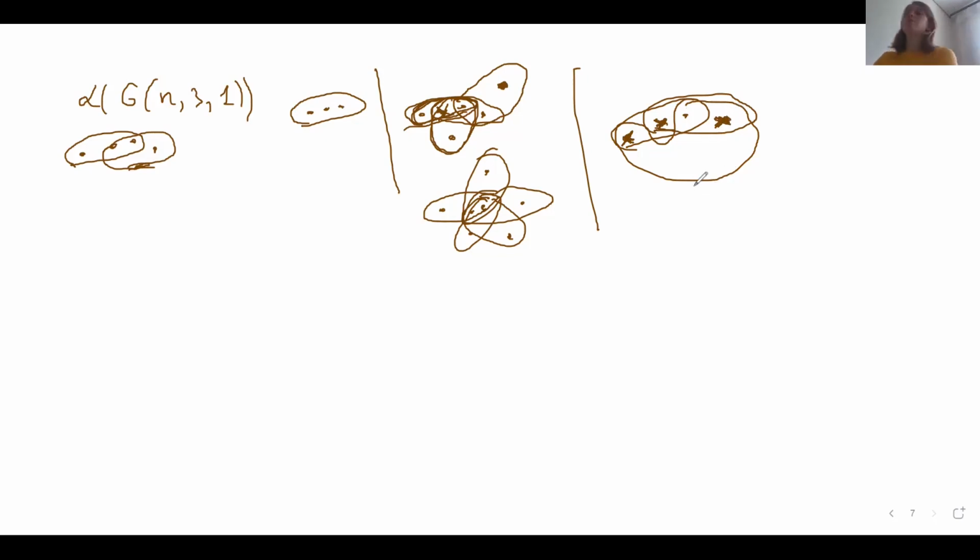Now let's count how many vertices and how many elements are in each variant. In this variant, here are four vertices, four elements. In this variant, if we have n plus two elements, we have n vertices. This variant is quite the same. We have three elements and one vertex.